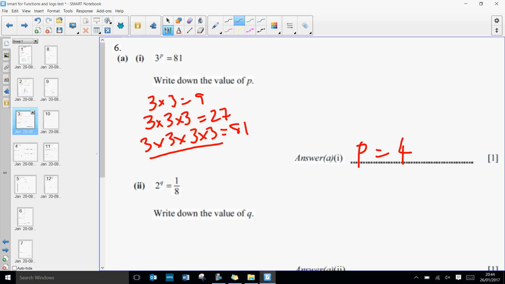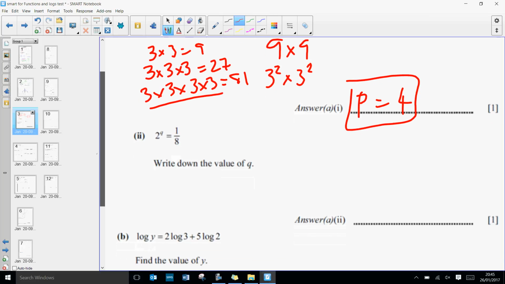Another way of recognizing is that 81 is 9 times 9, and 9 is 3 squared, so 3 squared times 3 squared, and we know laws of indices, we'd add our powers. Either way, be careful here because it's asked for the value of P, so the value of P is 4.